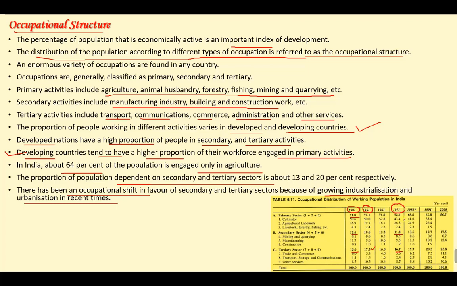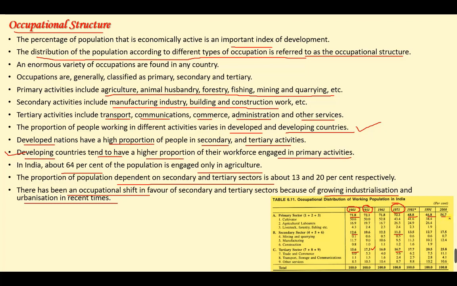And a little decrease you can see from 1971 to 1981, around 4%, or 3.9%, 3.8%. So this shift is there. Sorry, 3.7 it is. And a little decrease is observed here also.